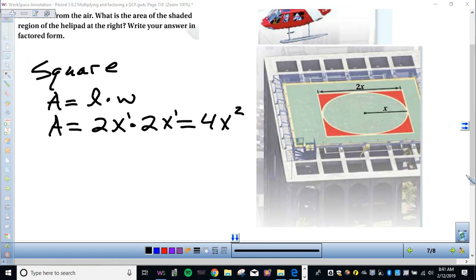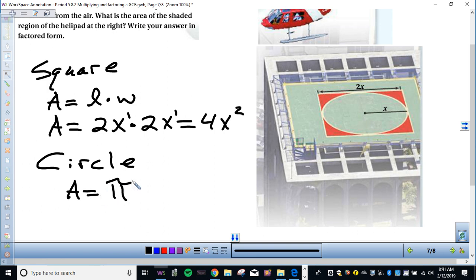And then I have the area of a circle. Raise your hand if you know the formula for the area of a circle. It's got a pi. It's got an R. What is it? I'm pretty sure. I'm nervous. You're a little scared. It's okay. It's pi times r squared. Pi r squared, right?